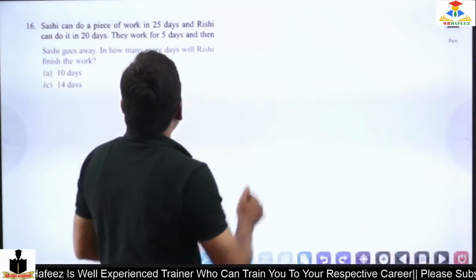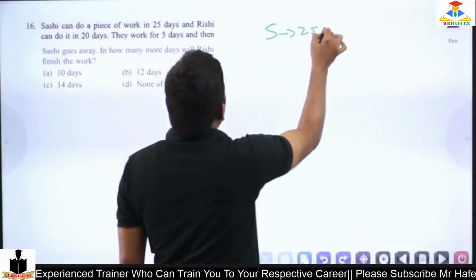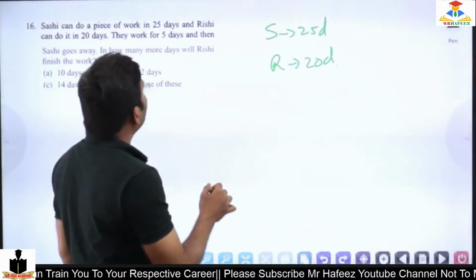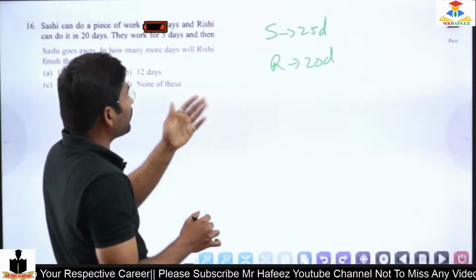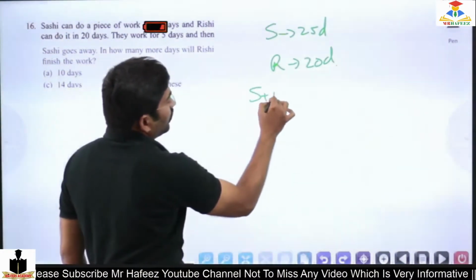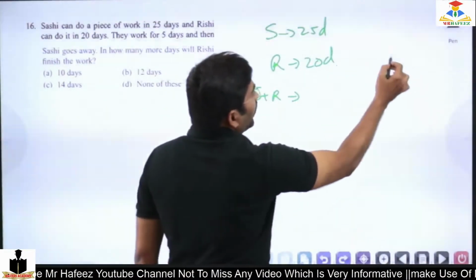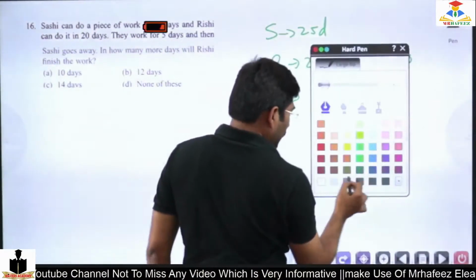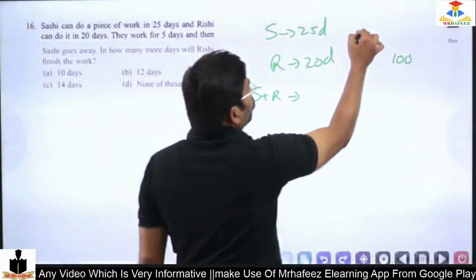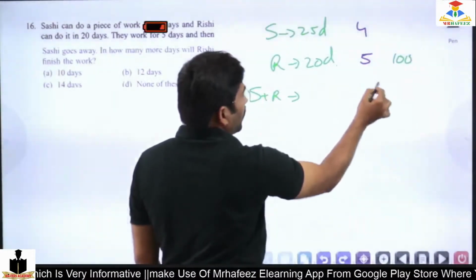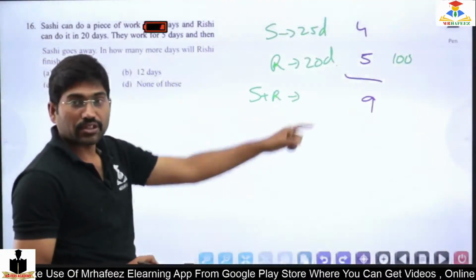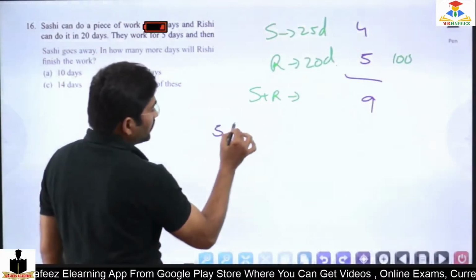Shashi can do a piece of work in 25 days and Rishi can do it in 20 days. They worked for 5 days and then Shashi goes away. So Shashi and Rishi, 25 and 20, the LCM is 100. If the LCM is 100, 25 how many times 100? 25 4 times 100, 20 5 times 100. If I add, it's 9.